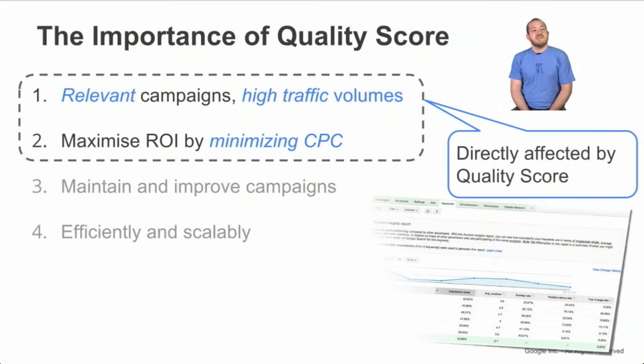So, achieving these objectives. This isn't a talk primarily about account management, but it is important to understand the importance of quality score. When you're trying to create relevant campaigns and drive high traffic volumes, these are objectives that are directly affected by quality score. Quality score is one of the most important metrics when optimizing keywords. It affects all four of the objectives that you want to achieve here, but directly affects the first two by the campaign relevance, driving high traffic volumes, and perhaps most importantly, providing a key role in minimizing the CPC that you pay in AdWords.